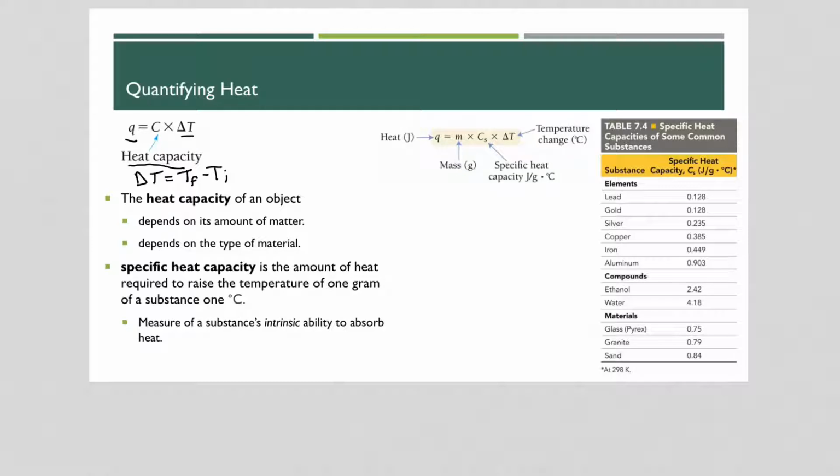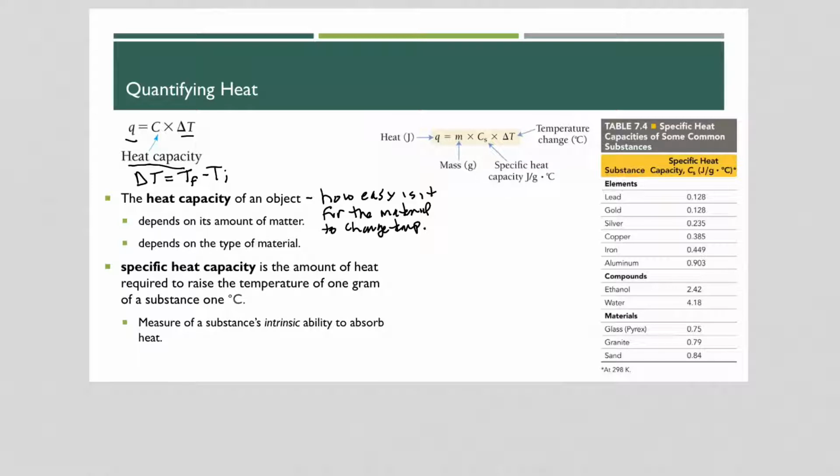So this heat capacity idea is kind of a new concept. And so the heat capacity is really a property of the object or the material involved, and it is a measure of its sort of intrinsic ability to change temperature. So it really looks at how easy is it for the material to change temperature. So if an object changes temperature really easily, then it will have a low heat capacity, right?